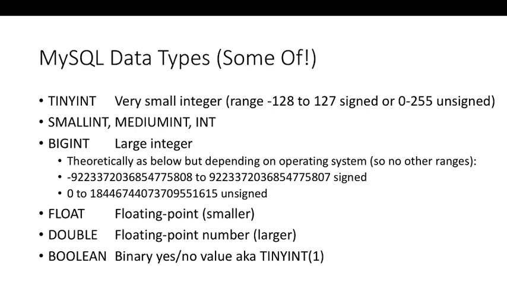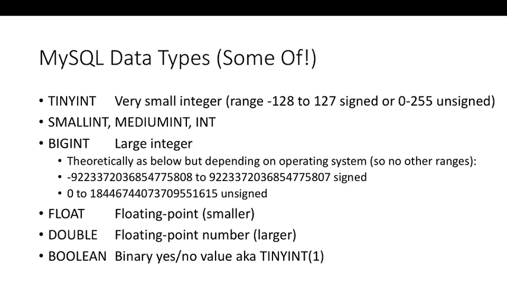MySQL has a lot of different types of integer, even more so than Java. So we have a tiny int, which is a very small integer, range -128 to 127 if it's a signed value, or 0 to 255 unsigned. All of you, of course, immediately know why those numbers are there, because that's 8 bits, 1 byte on a computer, so it's storing 1 byte's worth of information. We also then have small int, medium int, and int, obviously, which all have ranges.